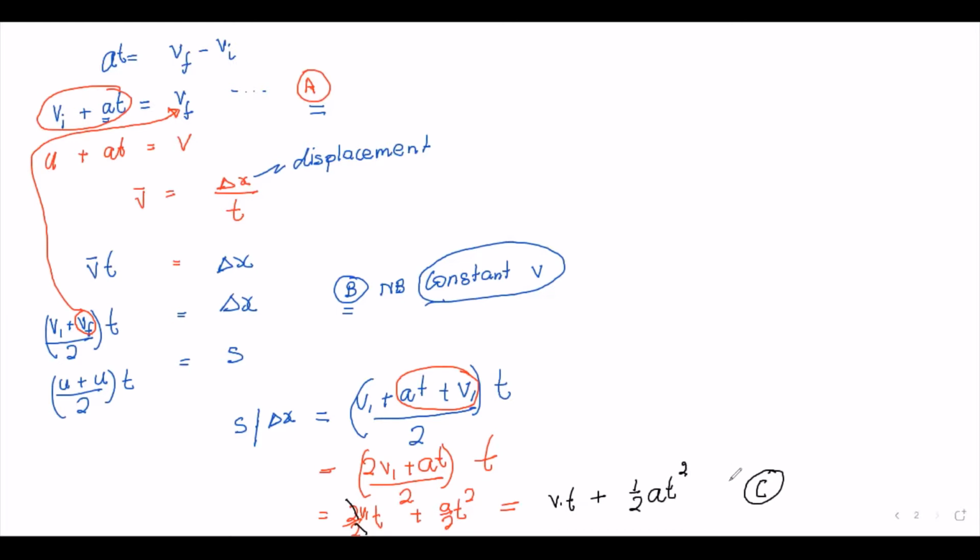Now that is the third equation. I hope you appreciate that displacement here is given by the product of the initial velocity and time plus this, the product of half AT squared. Now that governs the given data as to which equation you can use. Let's have a look at the next thing that can take place.